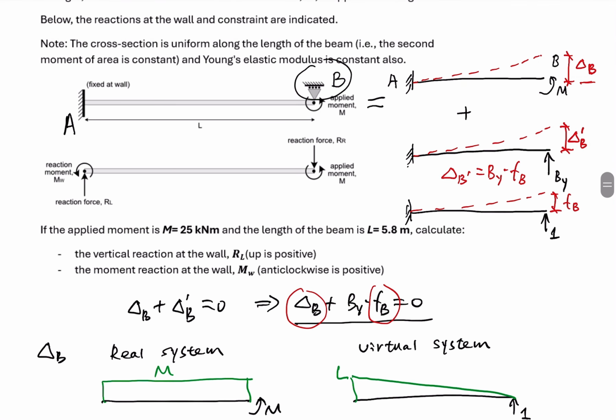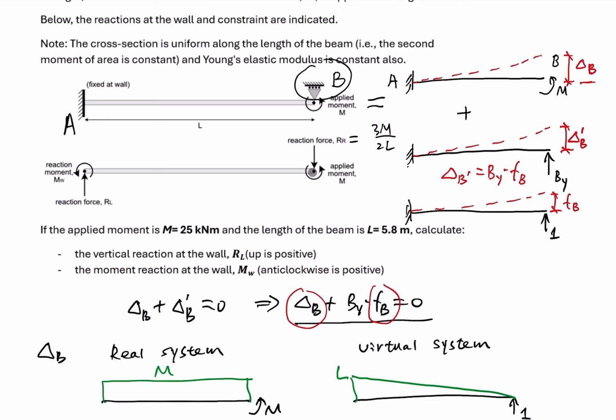BY is the reaction force at the support B. Here we show the reaction force as RR. So this RR equals 3M over 2L. The negative here means we assumed BY goes upwards, so since it is negative, BY is going downward. But here RR is going downward, so we don't need the negative over here.